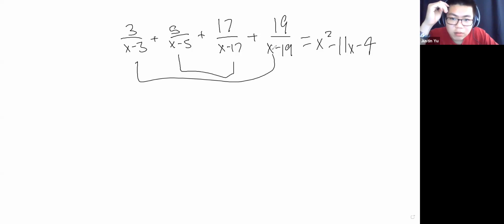Oh, this is nice. We're going to get 3x and 19x, so that's 22x. And what are we subtracting? Negative 3 times 19, negative 3 times 19. That's 114 over x squared minus 22x plus 57.